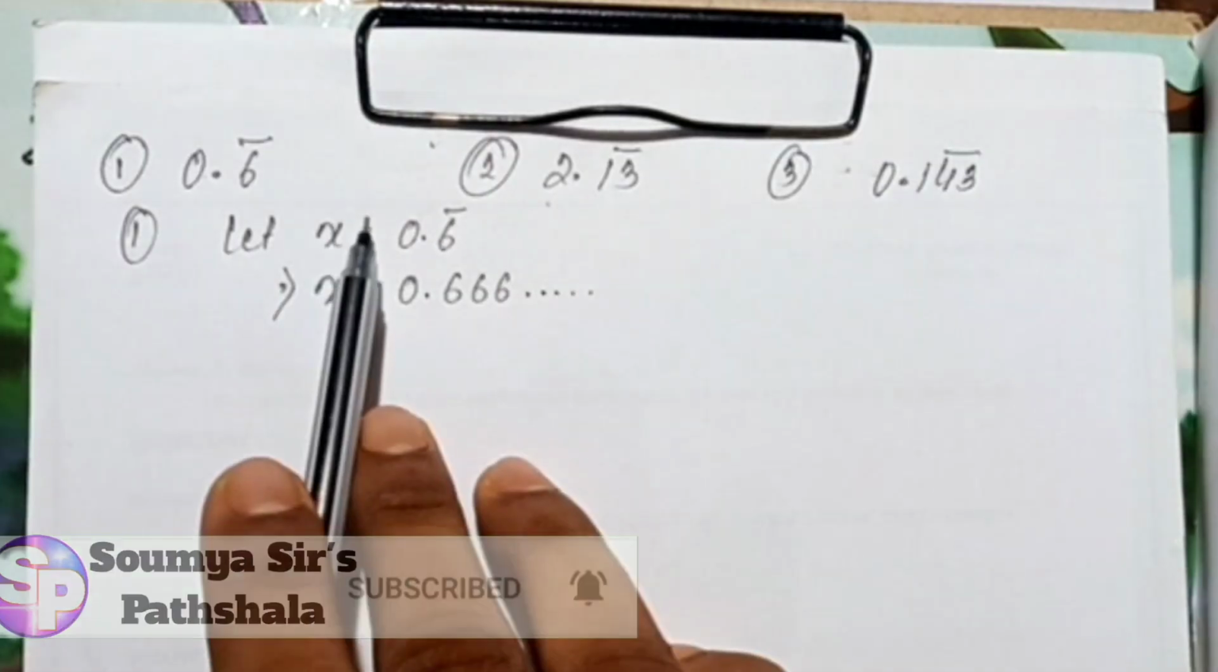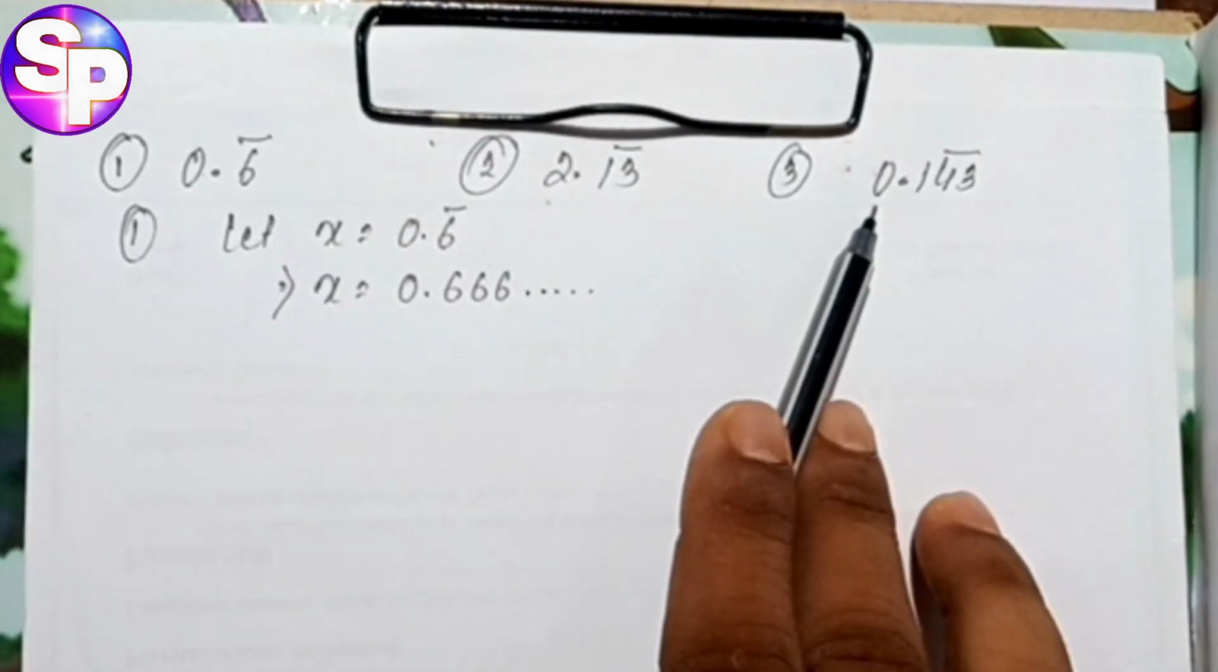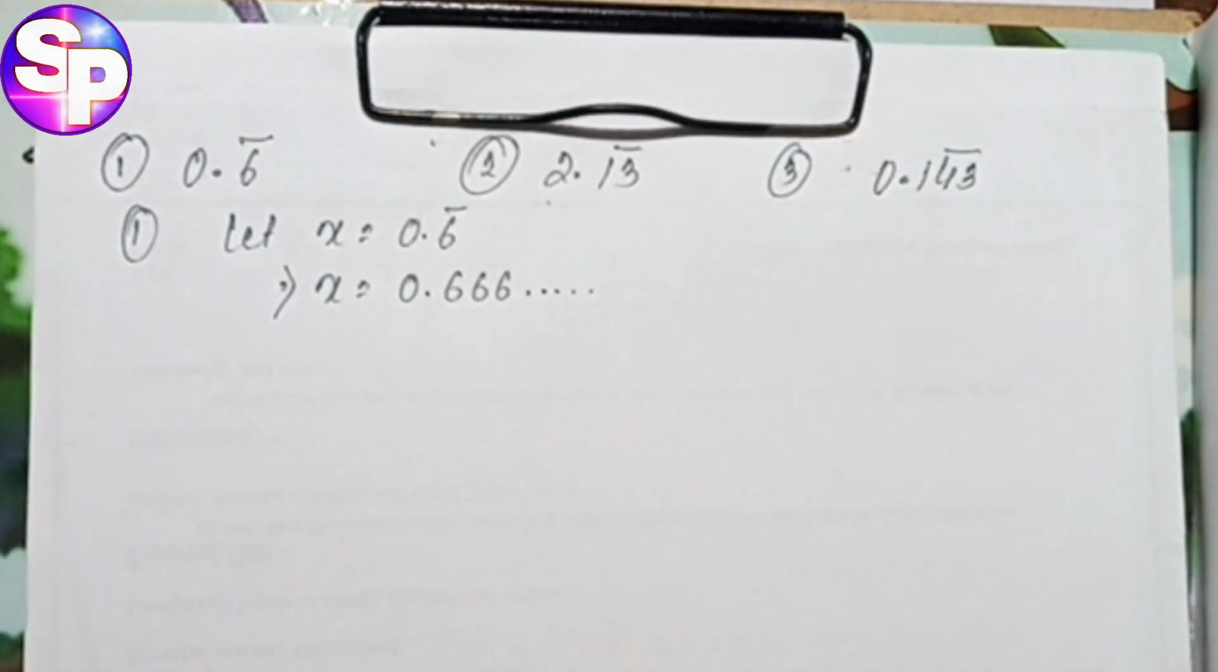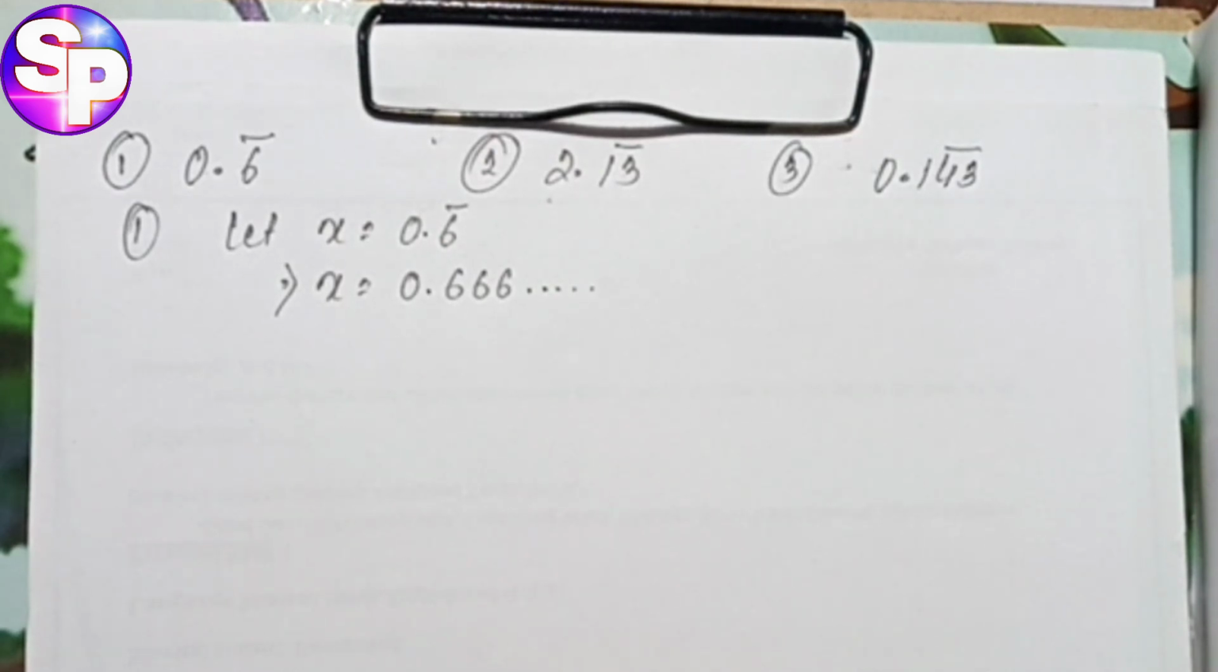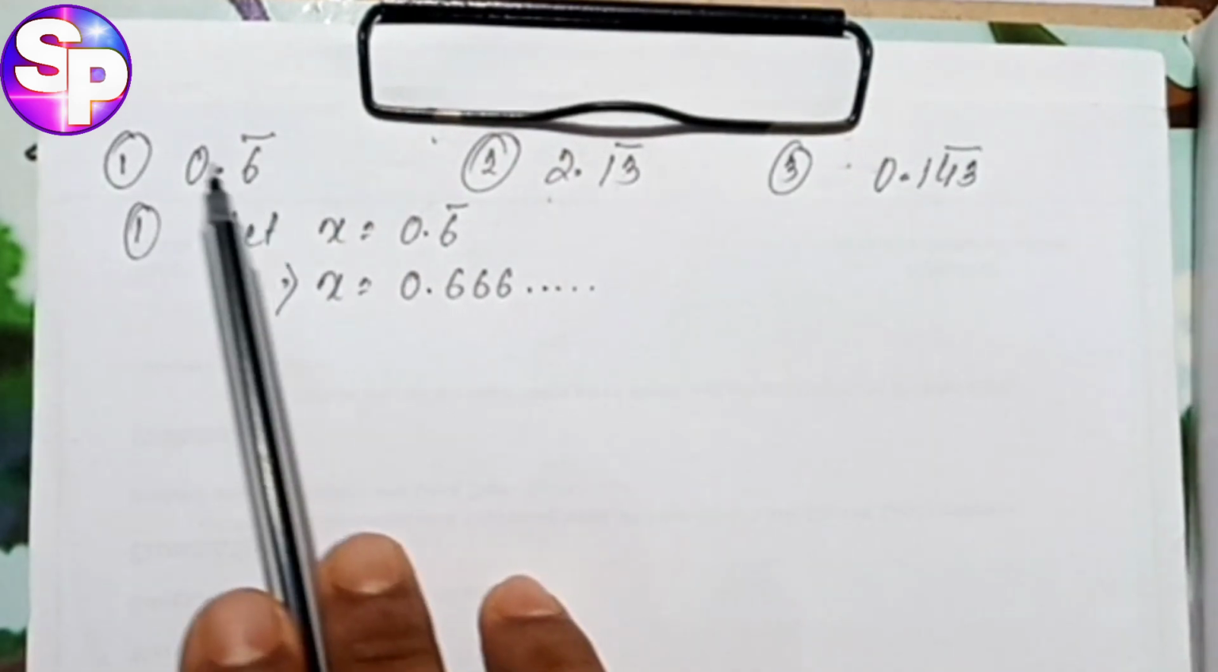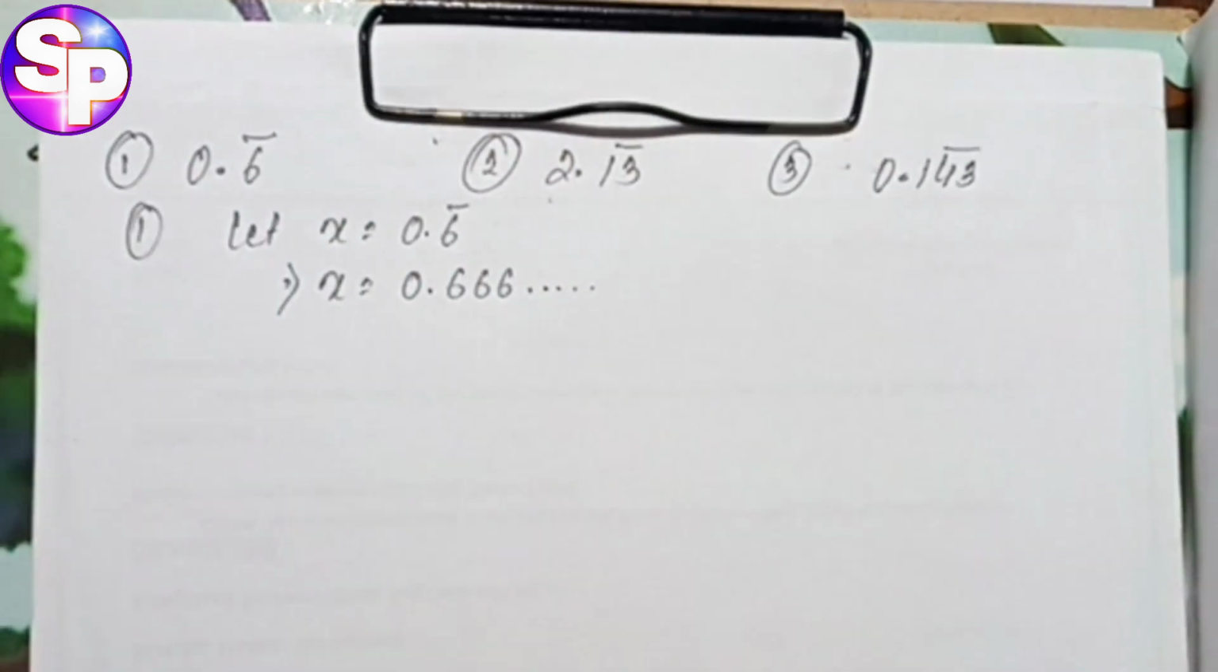So here I have written three questions. Actually, this is of three varieties. Total three varieties of questions are there to convert from the non-terminating recurring decimal numbers to rational numbers. The first one is 0.6 bar. Let us first solve this one.